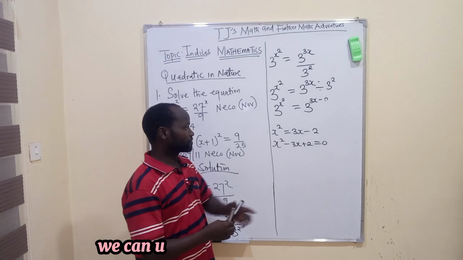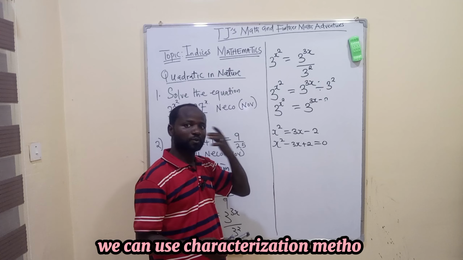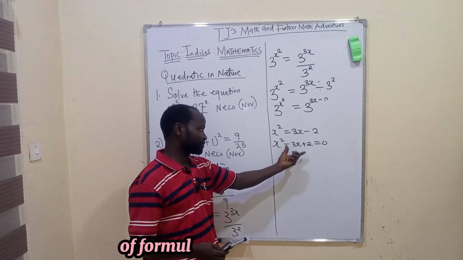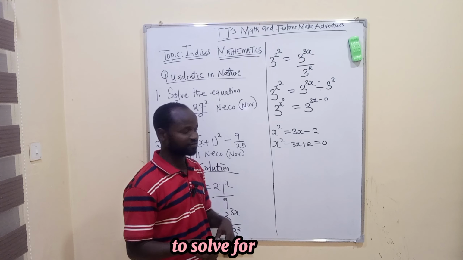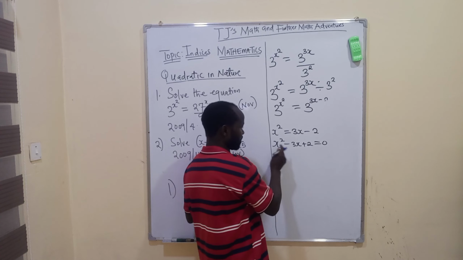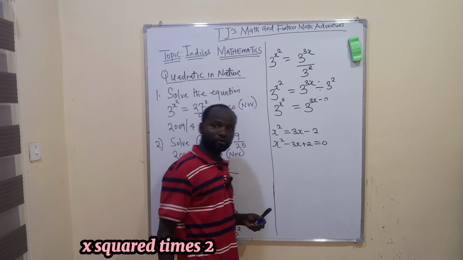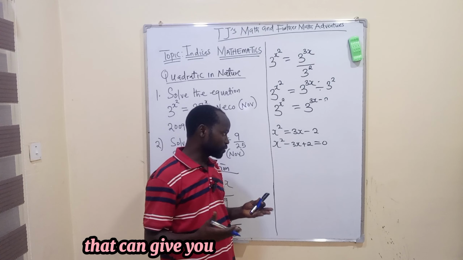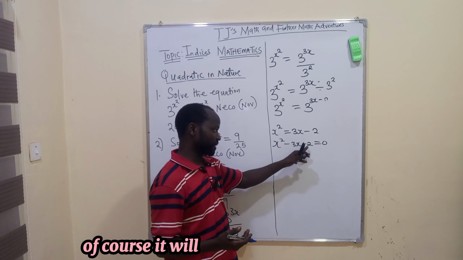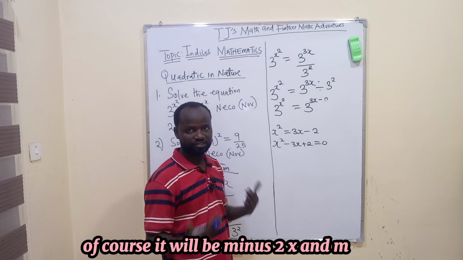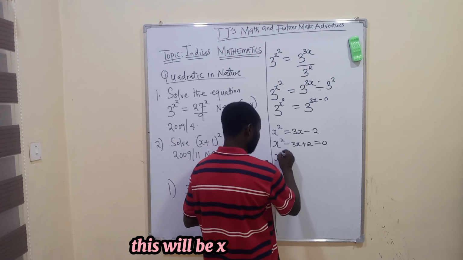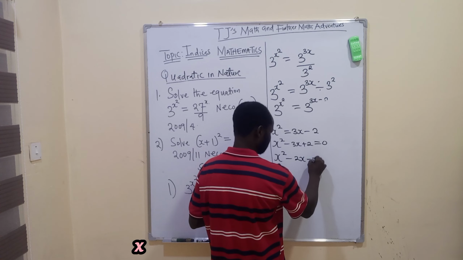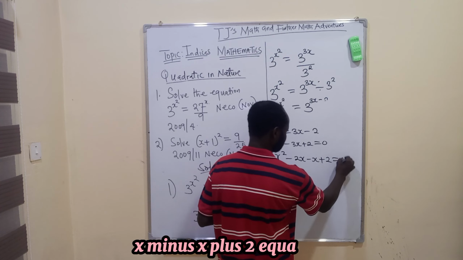So we can use the factorization method, or completing the square method, or formula method to solve for x now. So x² times 2, that would be 2x². Two factors of 2 that can give you minus 3. Of course, it will be minus 2x and minus x. So this will be x² − 2x − x + 2 = 0.